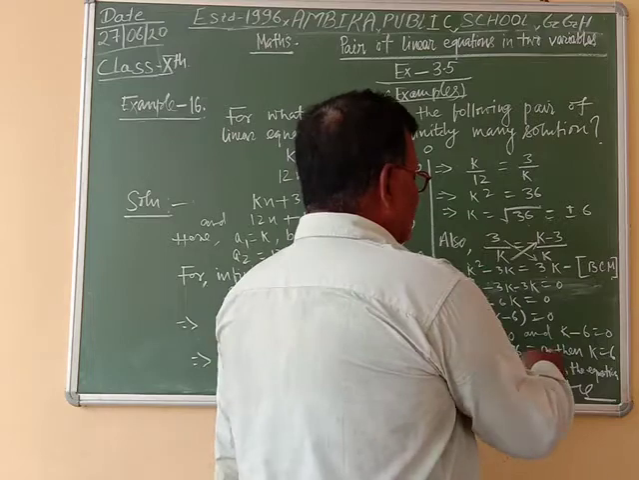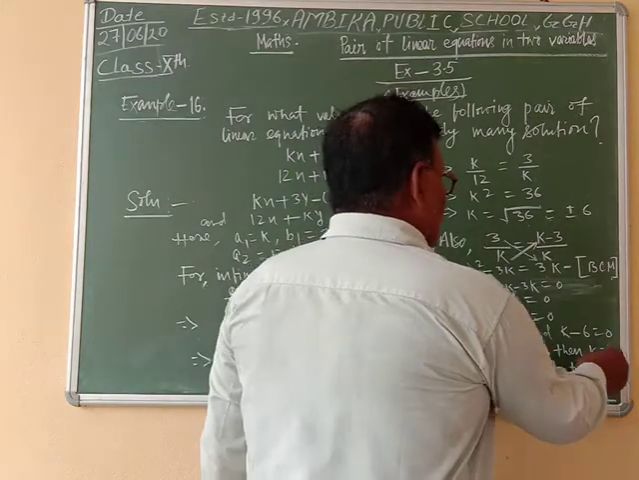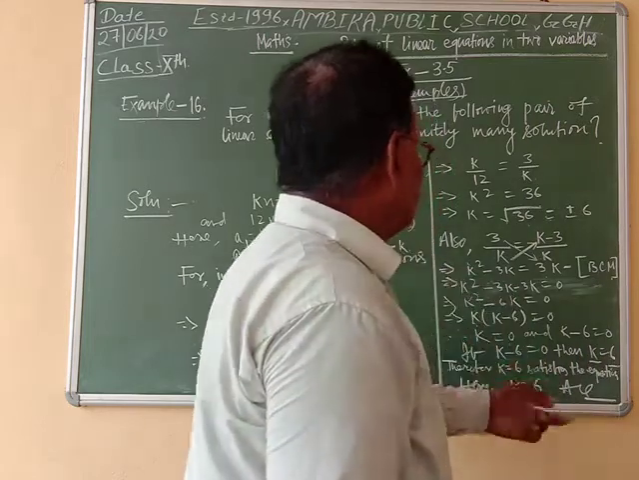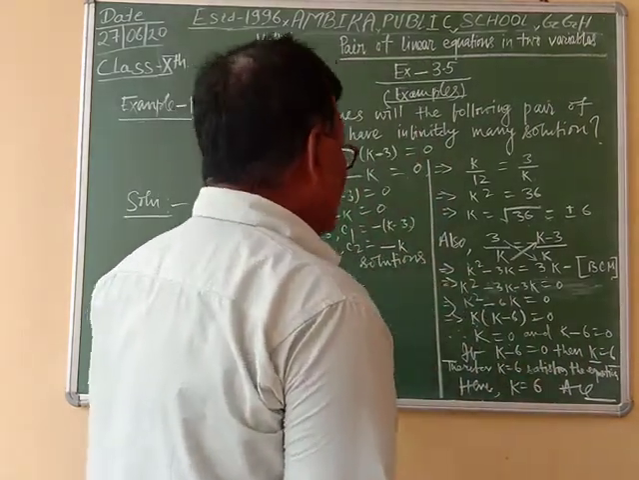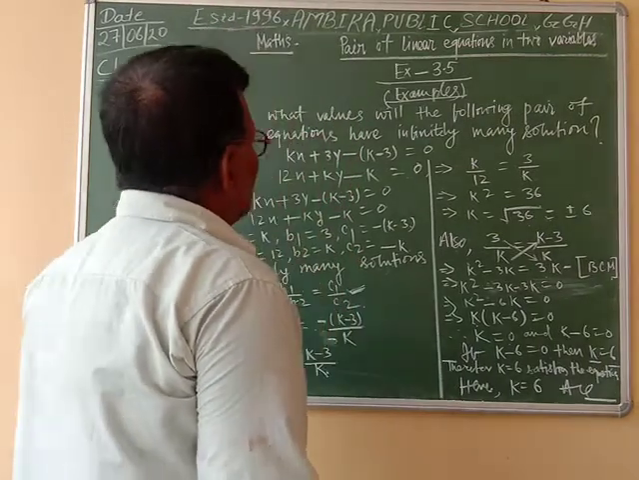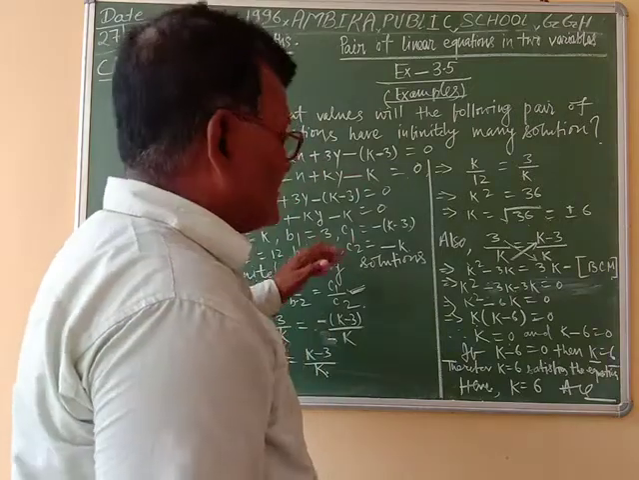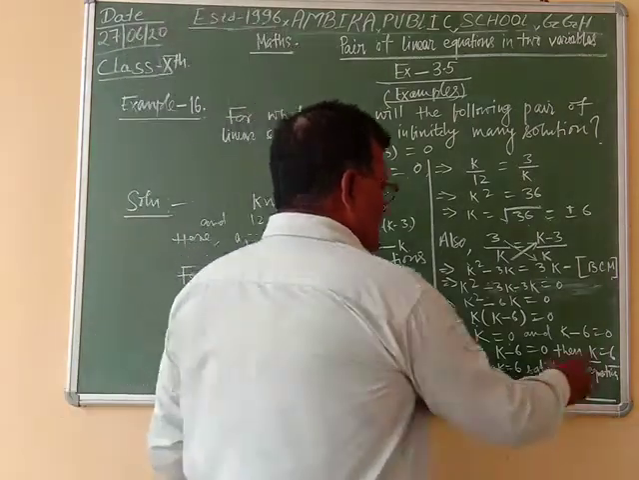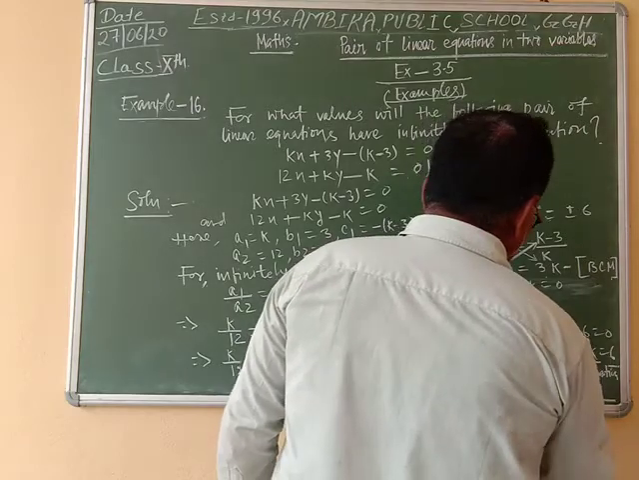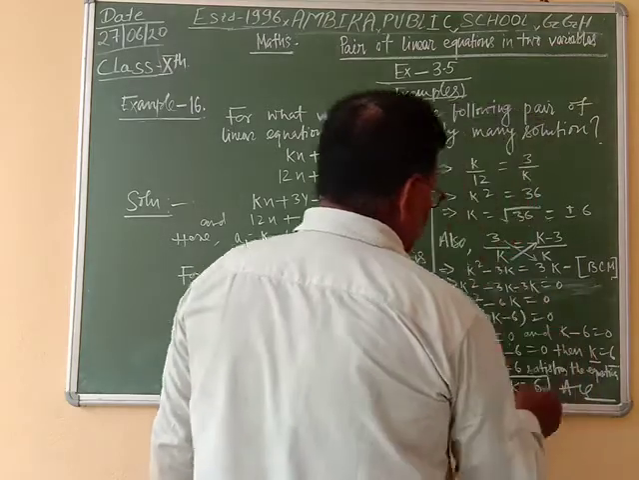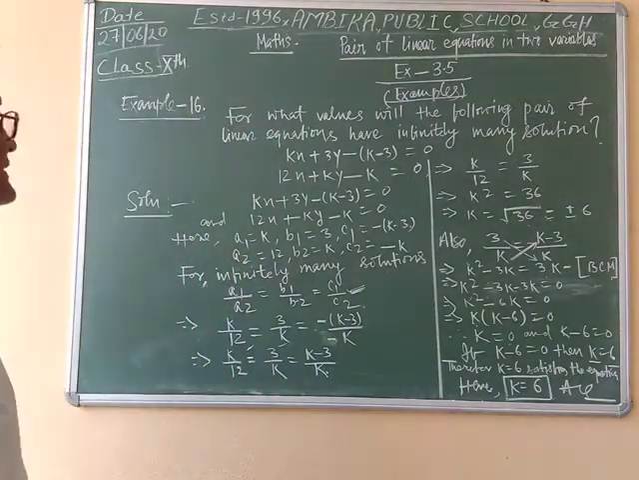If k minus 6 is equal to 0, then k is equal to 6. Here k is equal to 6 satisfies the equation. Hence, for k is equal to 6, the linear equations have infinitely many solutions. For the value of k equal to 6, the equations have infinitely many solutions.